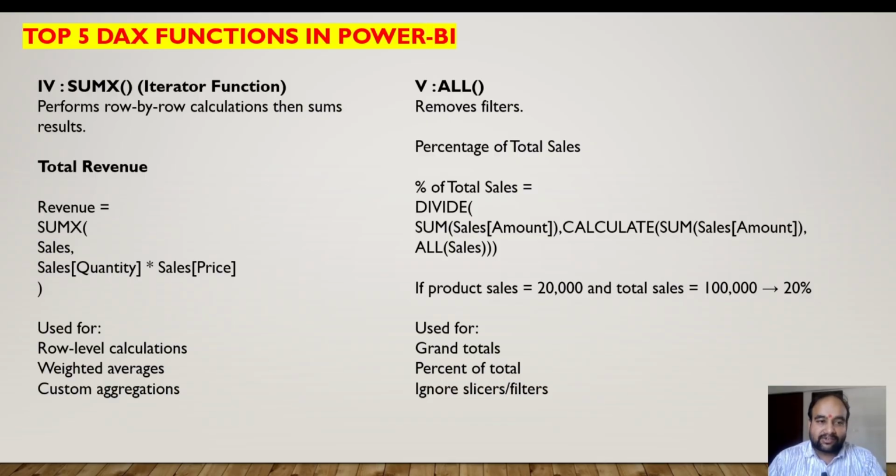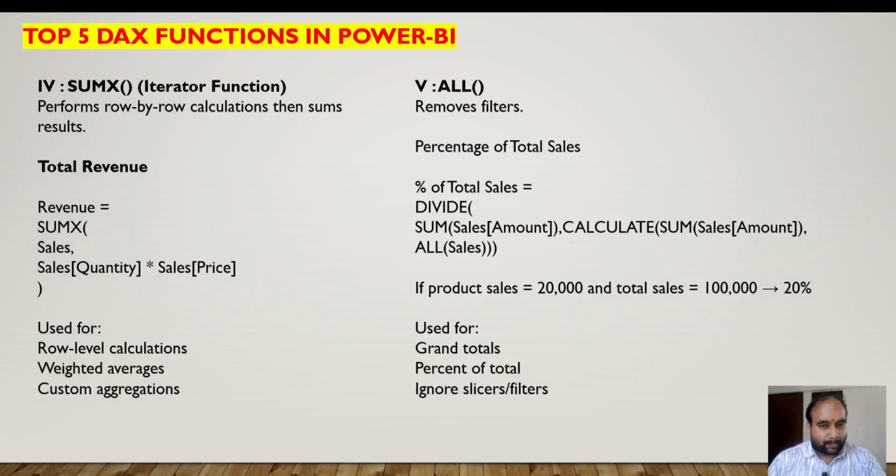So fourth is the SUMX function. It is an iterator function. It performs row by row calculations. What is the syntax of the SUMX function? SUMX(Sales, Quantity * Price). We can use SUMX if you want to do row by row calculations, calculate weighted averages, or custom calculations and custom aggregations.